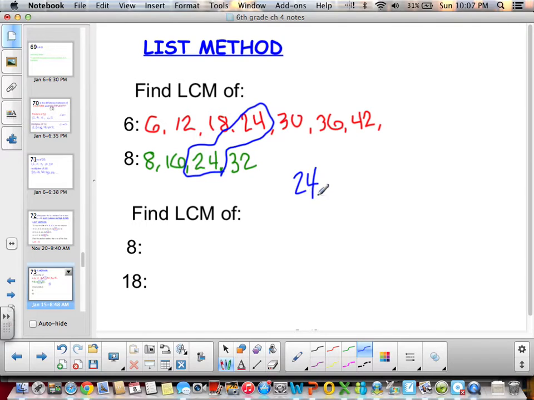And then we always want to ask ourselves and double check, is 24 both a multiple of 6 and 8? Well, we know 6 times 4 equals 24, and we know that 8 times 3 equals 24. So then that works.